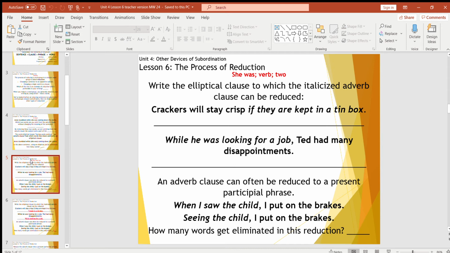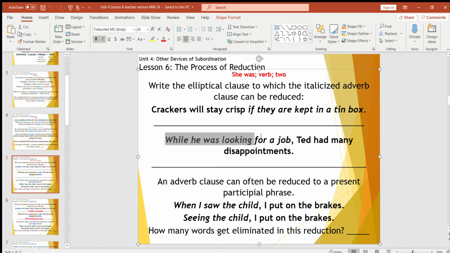So crackers will stay crisp if they are kept in a tin box. So of my adverb clause, if they are kept in a tin box, what are the 2 words we can take out and still leave behind a good sentence? Crackers will stay crisp if kept in a tin box. So we're taking out the they are.